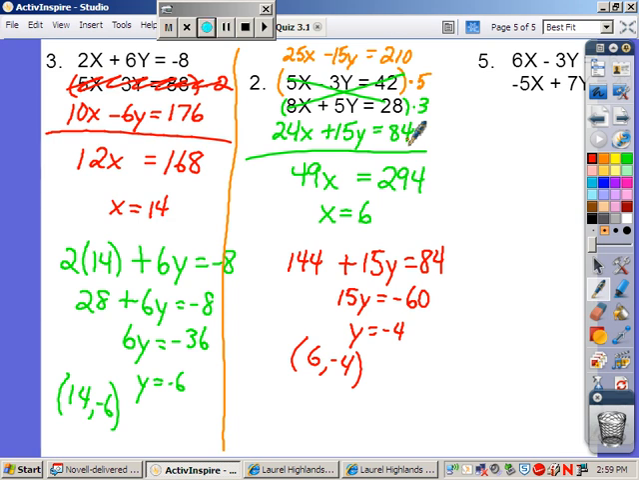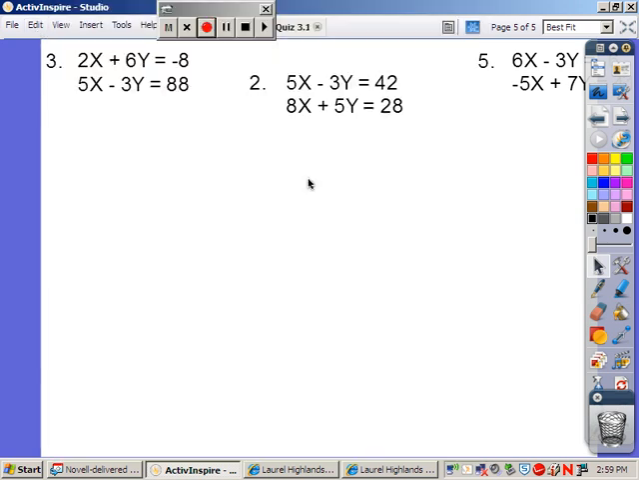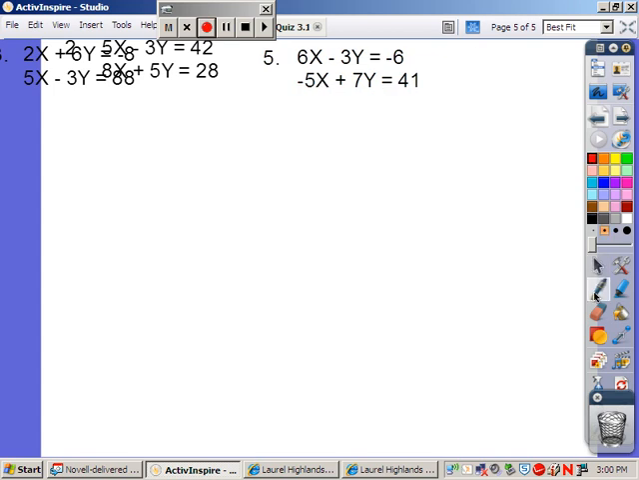All right, let's look at the last one here. I'm going to take out some of these solutions. So number 5. Pretty much the same exact problem as the other one with some different numbers in it.